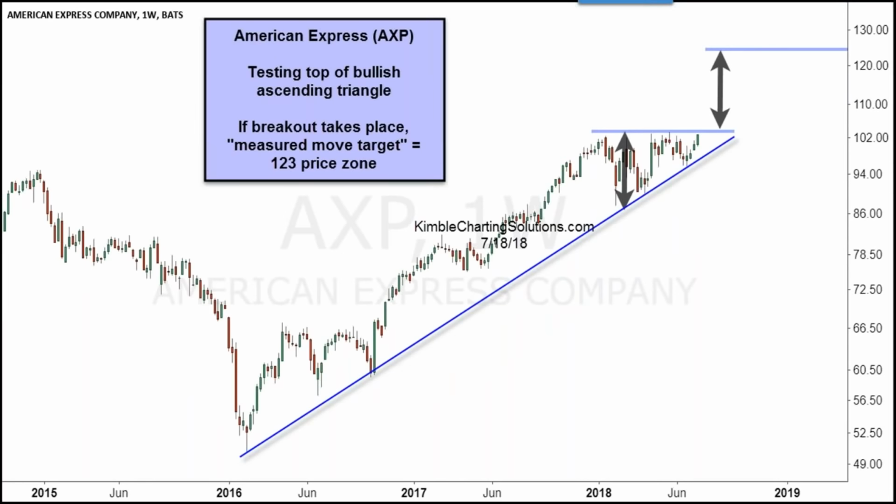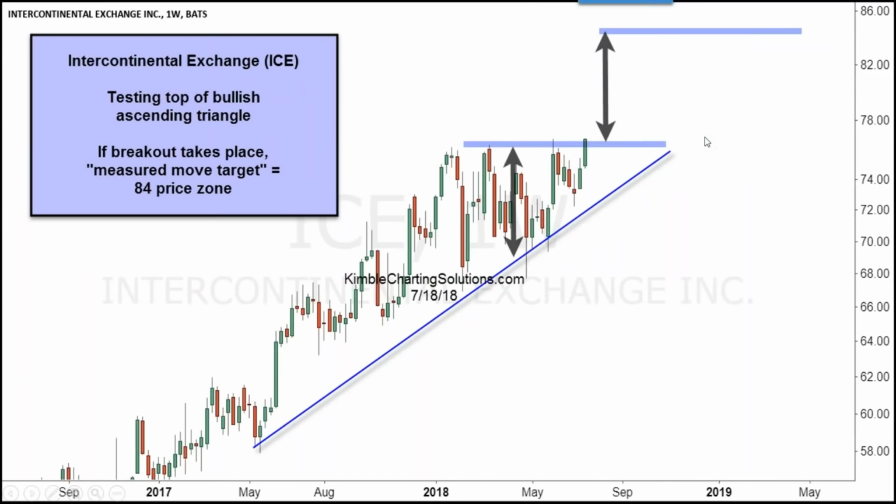Similar pattern testing upside highs. And what we're doing, folks, is we have buy alerts set that if we get a breakout to the upside, then you would want to buy this asset and then set the stop just below the top of the ascending triangle. The next one would be ICE, a very similar pattern.